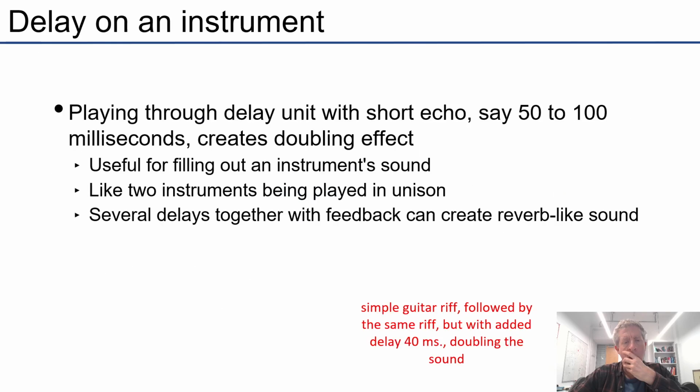What does delay do on an instrument? So we're going to play a few sound samples over this in the next few slides. Here we have an example of playing delay with a short echo, relatively short in time, but one that you can still determine that it's an echo rather than just a frequency modification. So say up to 100 milliseconds, and it creates a sort of doubling effect. Let's listen to this. We'll play first a simple guitar riff, and then the same thing, but with doubling the sound using a short echo.